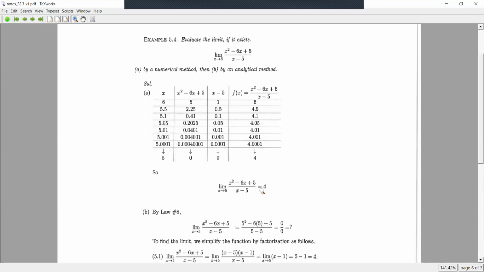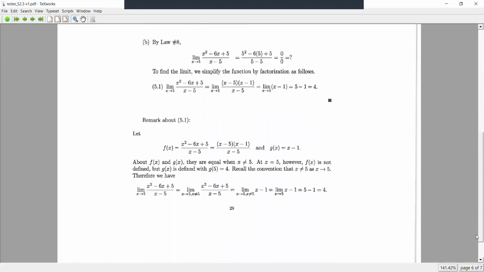The value is 4. Now the question is, how to determine this limit to be 4 without using a table, but by analytical method, that is, by direct substitution? How to determine this limit by direct substitution? To find a limit, we need to simplify the function. How to simplify this function?